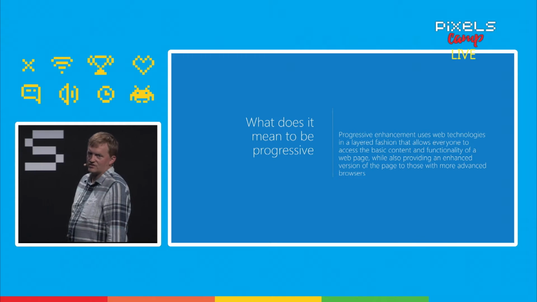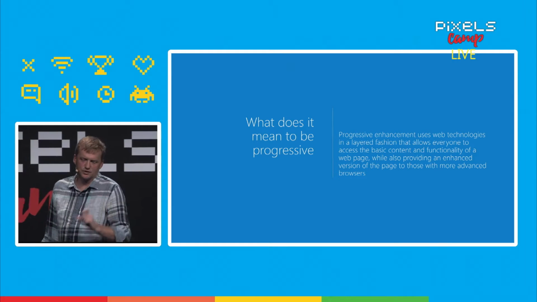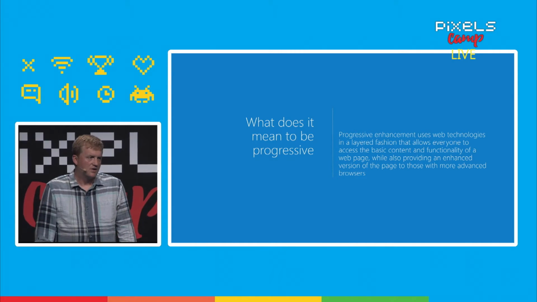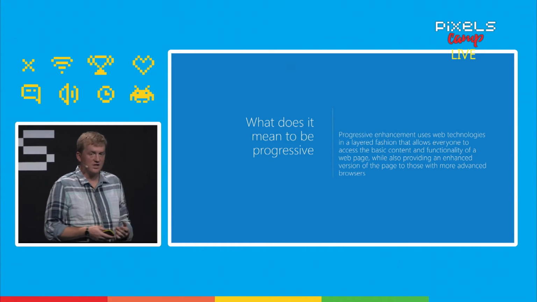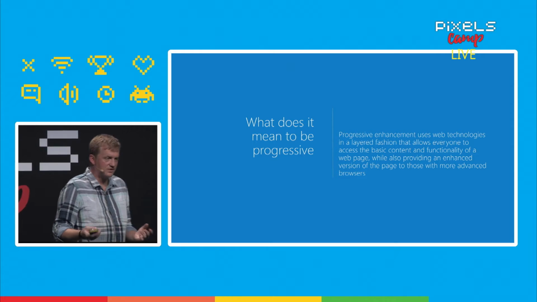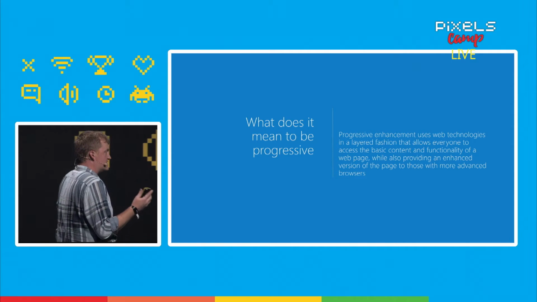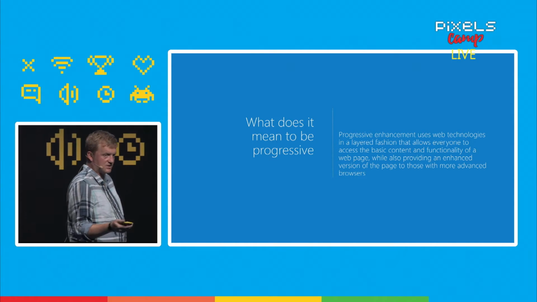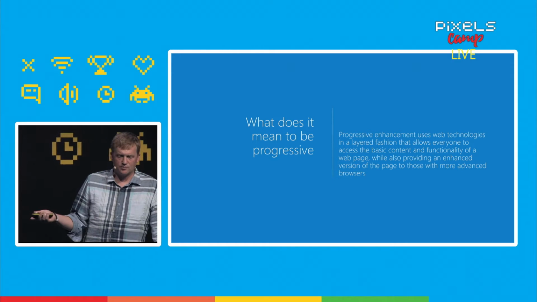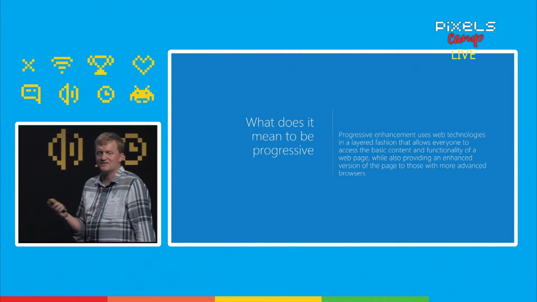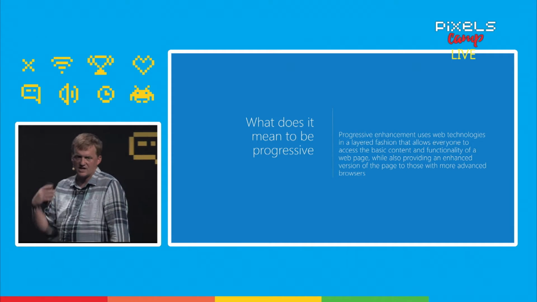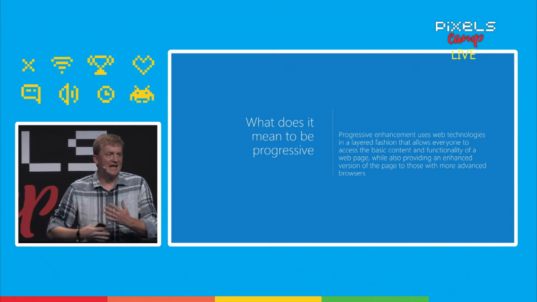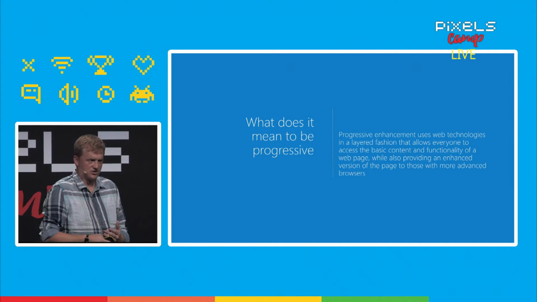I want to focus, though, first on the word progressive, because it is something that we have been using in the web developer community for a number of years now, really around the idea of progressive enhancement. And this is a key part of progressive web apps, because progressive enhancement is the idea that we take functionality and we layer it on top of our application.